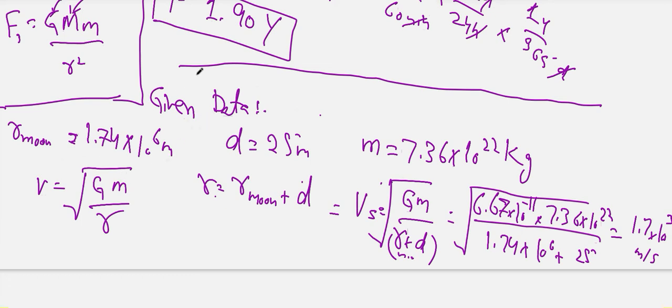The given data is written over here. In terms of given data, we have the radius of the moon as this one, the distance from the surface of the sun is 25 meter, and the mass of the moon is this one. These three values are to be found from the given appendix, or we should know these three values to solve this one.